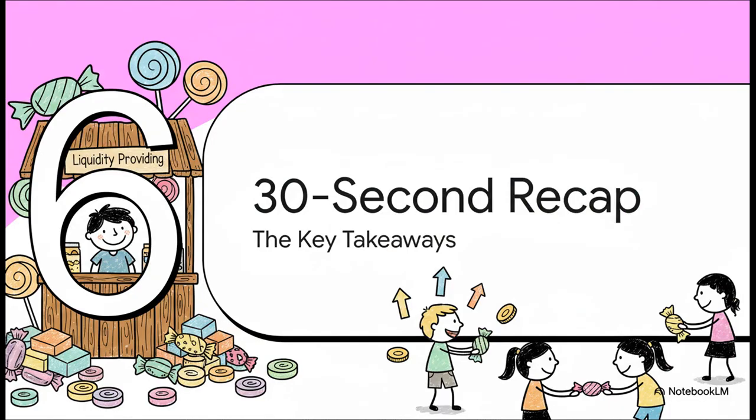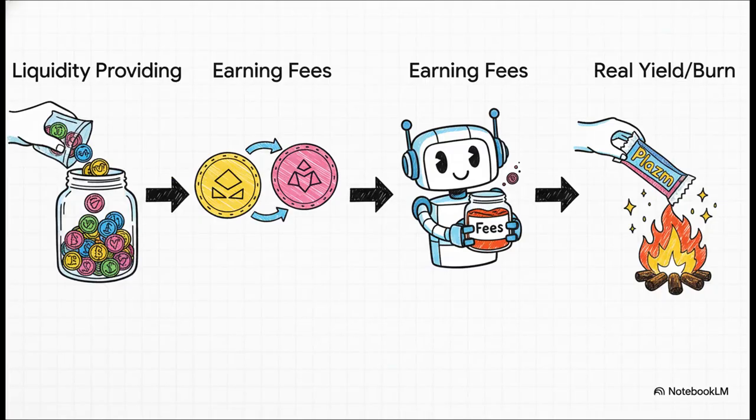All right, I know that was a lot, but hopefully the candy shop made it all click. Let's just do a super quick 30-second recap to make sure we've got the key takeaways locked in. Okay, here's what you need to remember. First, liquidity providing is just a fancy way of saying filling the digital candy jars so people can trade easily. Second, by doing this, you earn tiny fees on every single trade. Third, Plazm's whole job is to be a massive liquidity provider and earn those fees.